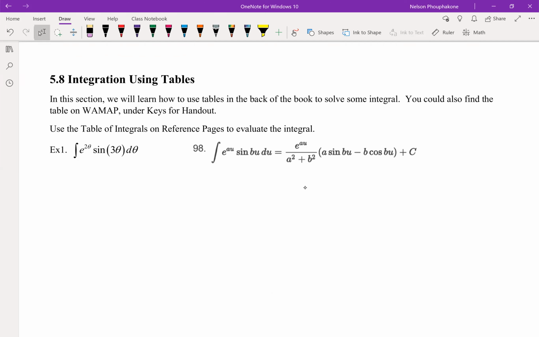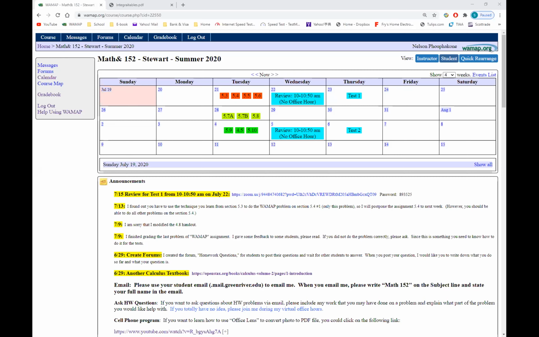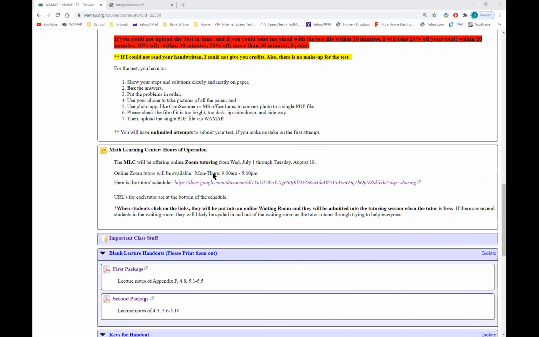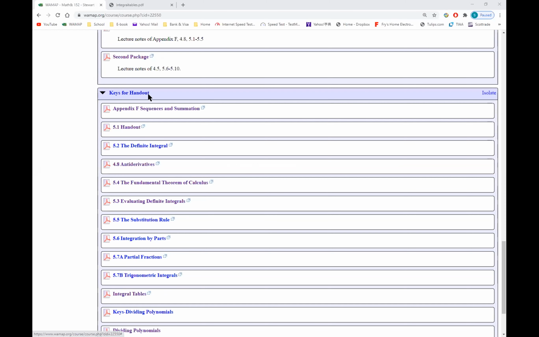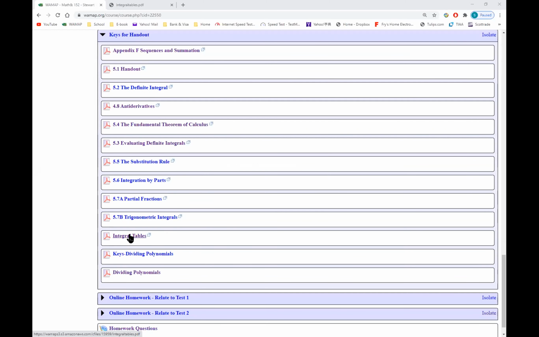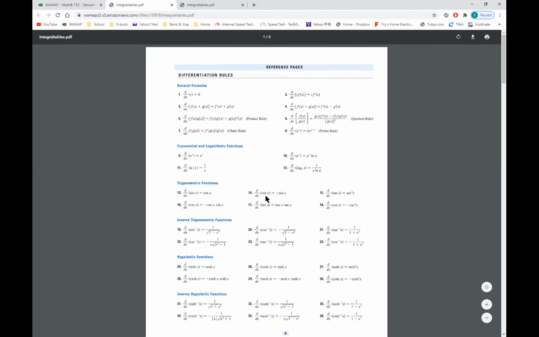Where you could find the tables, if you have the textbook, is basically in the back of your textbook. If you don't have it, then I have it on Warmap, under the Keys for Handout. Okay, so again, let me show you where you could find it. You log into Warmap, scroll down until you see Keys for Handout, then under the integral tables, you click on it, and you should be able to see the table.